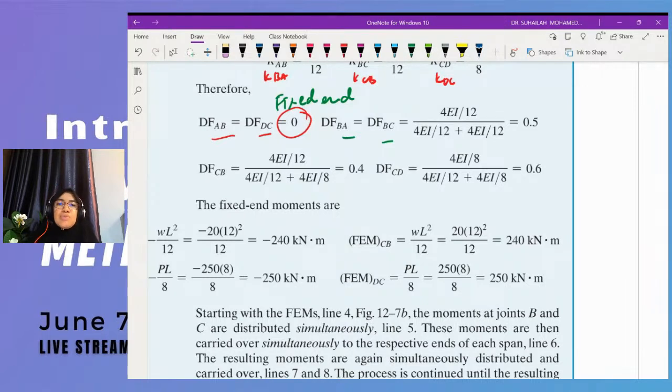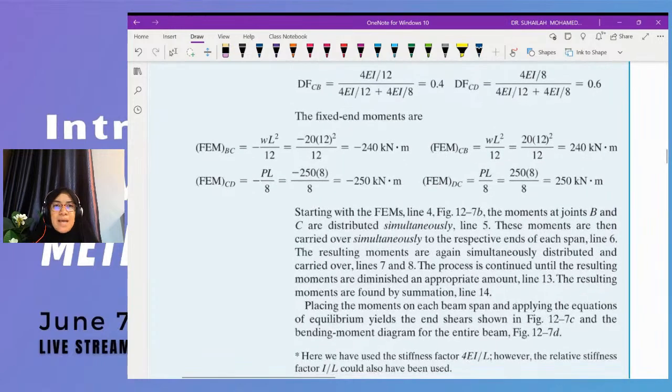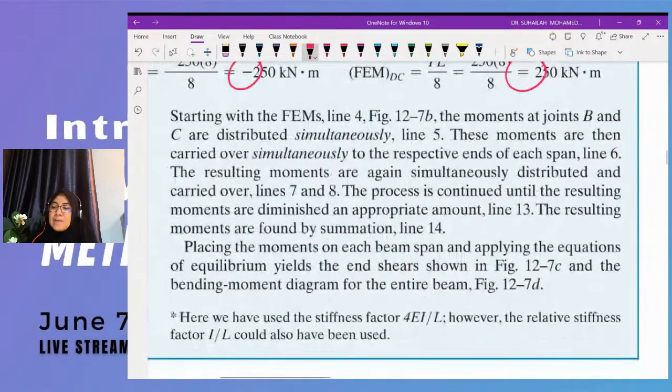And then we continue to calculate fixed end moment. Since member BC has UDL and member CD has point load, due to the behavior, for the FEM we will get 1 negative, 1 positive. That is why we get this 1 negative, 1 positive. The same goes for CD, we get 1 negative, 1 positive.